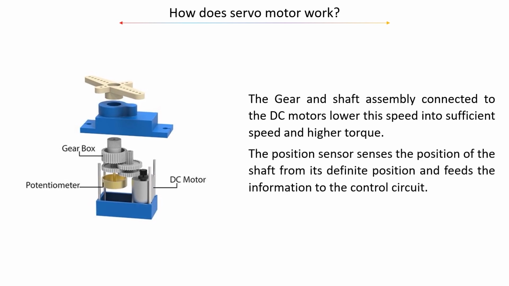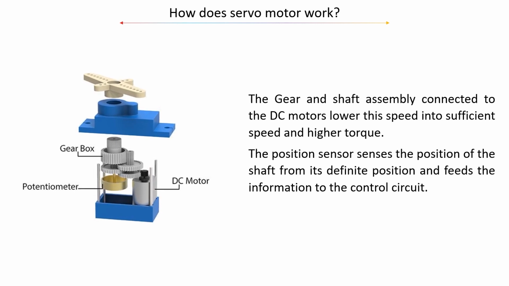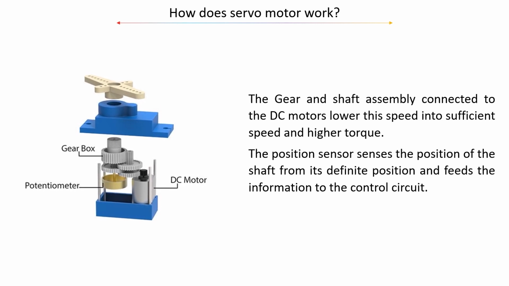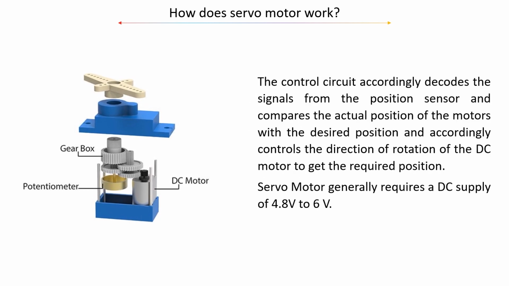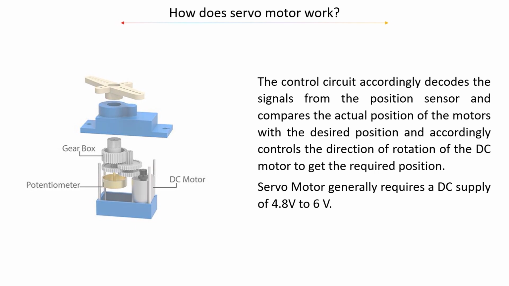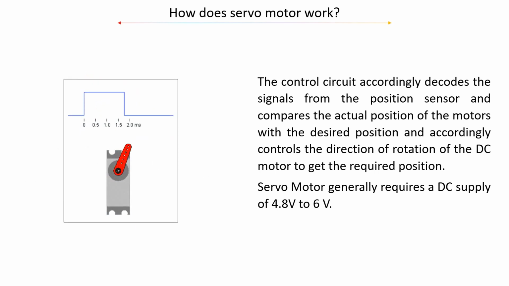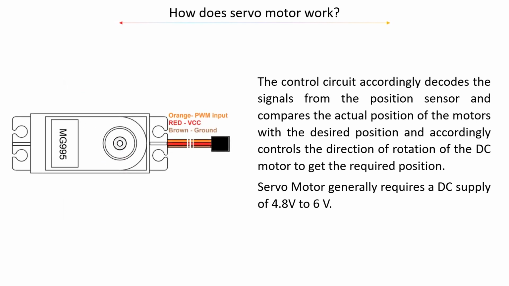The position sensor senses the position of the shaft from its definite position and feeds the information to the control circuit. The control circuit accordingly decodes the signal from the position sensor, compares the actual position of the motor with the desired position, and accordingly controls the direction of rotation of the DC motor to get the required position. A servo motor generally requires a DC supply of 4.8 volts to 6 volts.